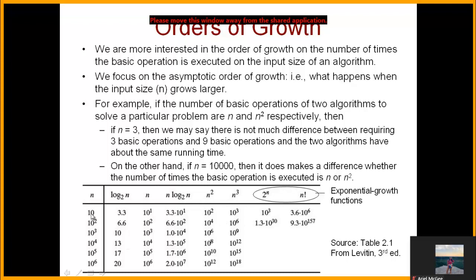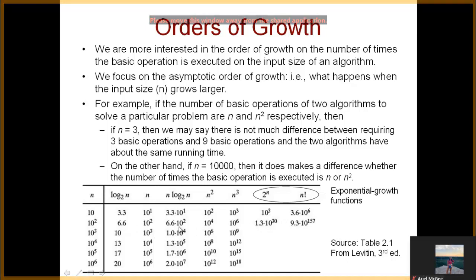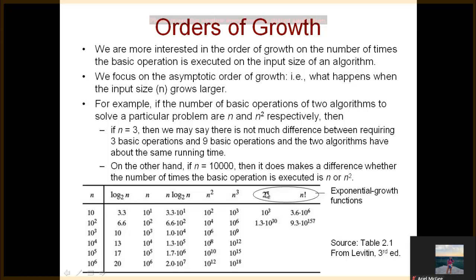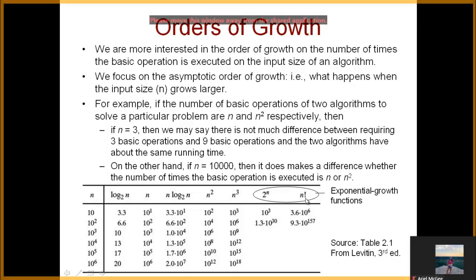For example, if n is 10, 2 to the power 10 is 1024, which is approximately 10 cubed. For larger n, 2 to the power n is significantly large. It is much larger than any of the values listed here. That's why we say these functions grow very slowly compared to 2 to the power n. So exponential is a very time consuming function, and factorial is also a very time consuming function.